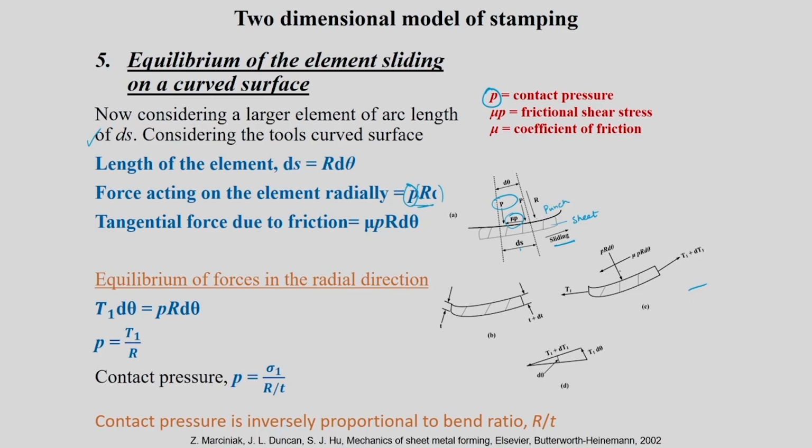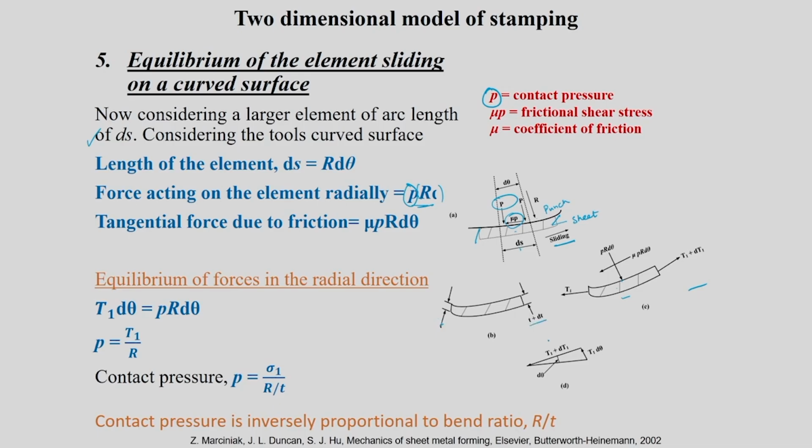These both the forces are actually plotted in this particular figure. You will see that this is the same element, and P r d theta is acting normal to this, and mu P r d theta is in the tangential direction, and you will see that there will be some slight change in thickness from one location to another location, which we are going to term as T on one side and T plus delta T on the other side.